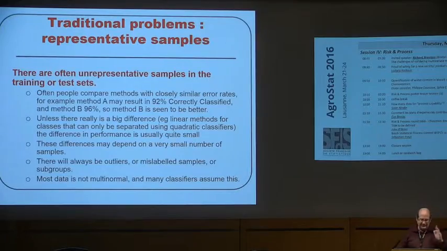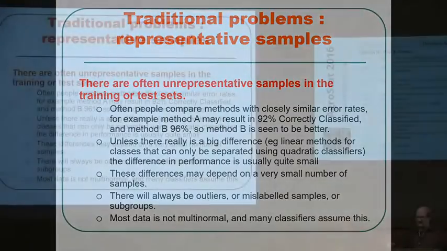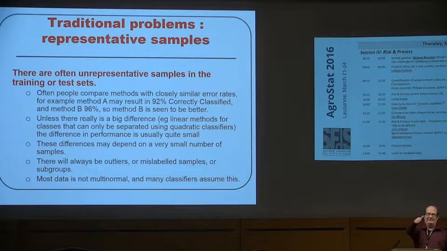Let's now look at representative samples. Now, the problem is that a lot of methods are compared. So I have method A is 92% correctly classified, method B 96%. So let's look at method B. But unless there's a really big difference, and a really big difference might be that, if I try to separate you into male and female, I can't put straight lines, I can't use a linear method. So it may be that there is a difference there. So unless I look at this, I can't do it.